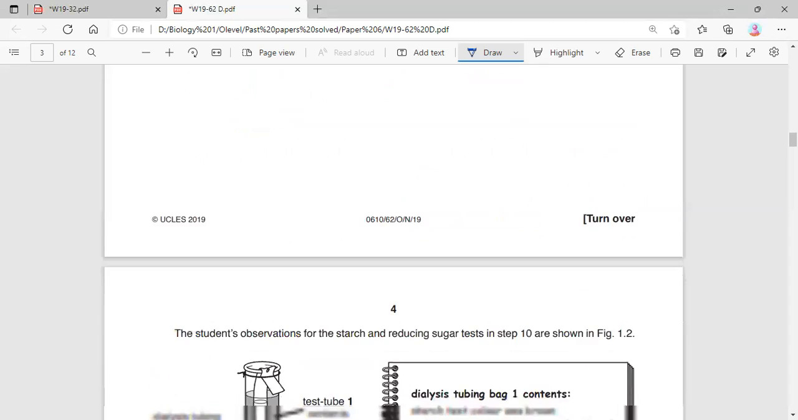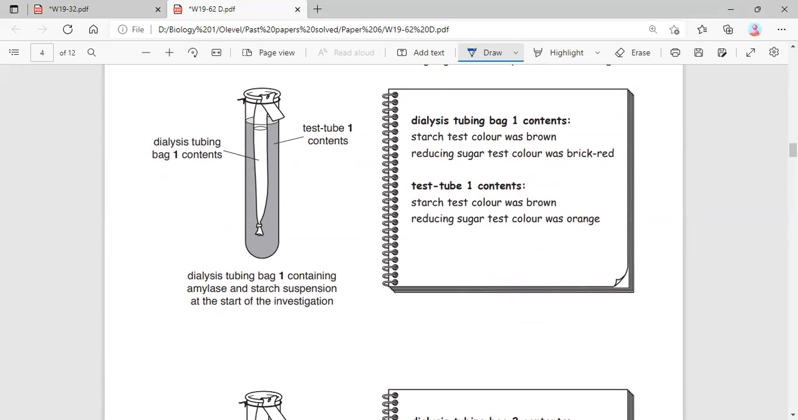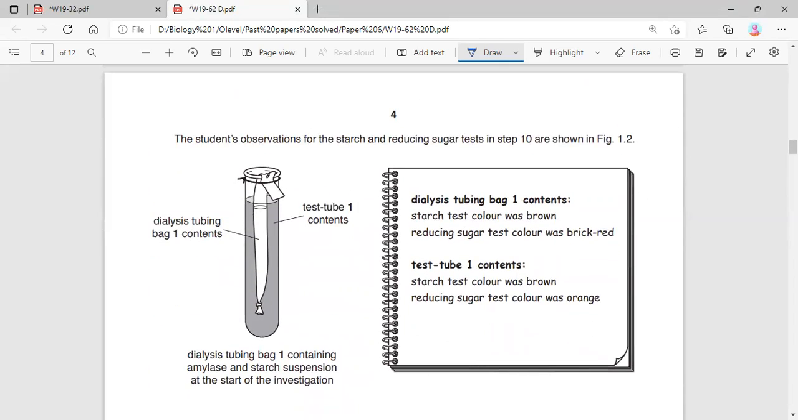Okay. These are the results. He gave you the observation. Dialysis tubing 1, which means he tested the contents inside. The starch test was brown, okay? No starch. While the reducing sugar test was brick red. Reducing sugar test inside was red.